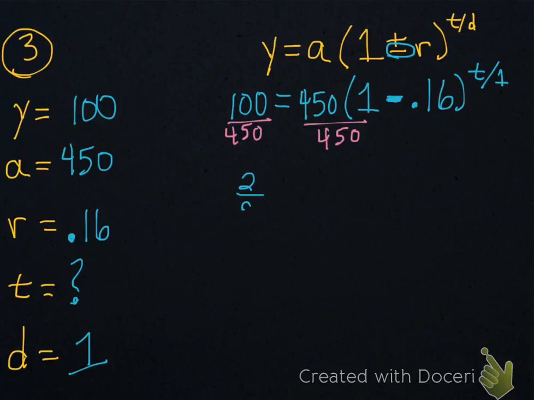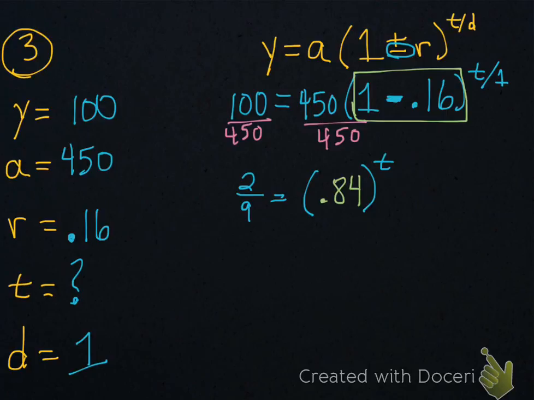That would be 2 over 9 equals, well, what's the stuff in parentheses? 1 minus 0.16 gives me 0.84. Easy enough. And it's raised to the t power. Now we're ready to do our log. We start with the base, go across the equal sign, and come back and set it equal to our exponent.